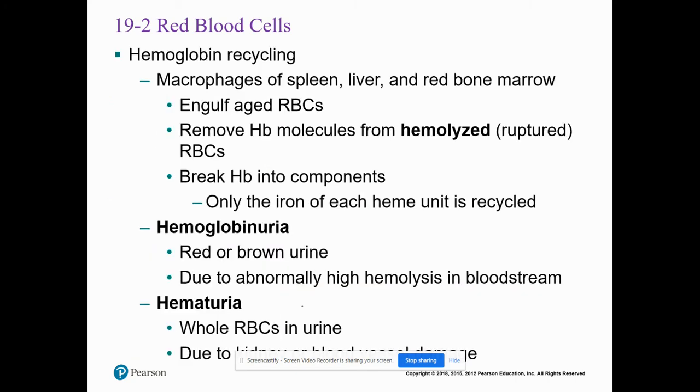So anyways, all right, hemoglobin is recycled to an extent that it can be, right? There are macrophages. Remember, macrophages developed from monocytes, right? And they're going to be present in the spleen, the liver, as well as the red bone marrow in your hip bones and your femur. They will engulf or phagocytize.